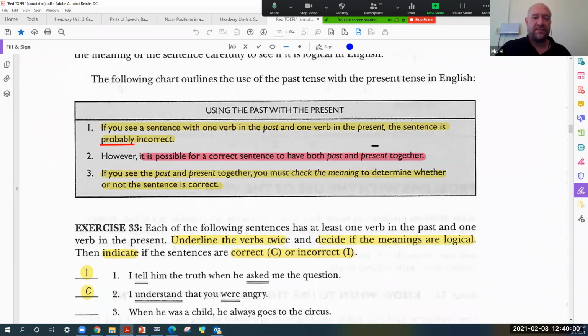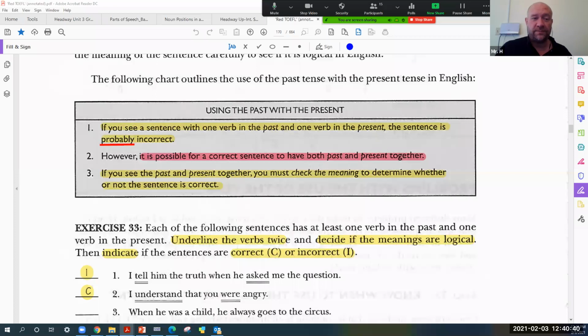So go to the gray box. All right. Saleh, what does it say? Read. You see a sentence with one verb in the past and one verb in the present. The sentence is probably incorrect. Probably. You see the word here, probably. Does that mean it is always? No. Not always, but probably means most of the time it is incorrect.